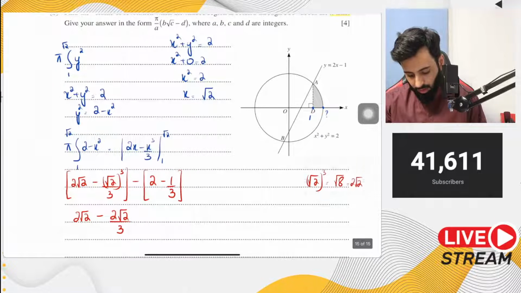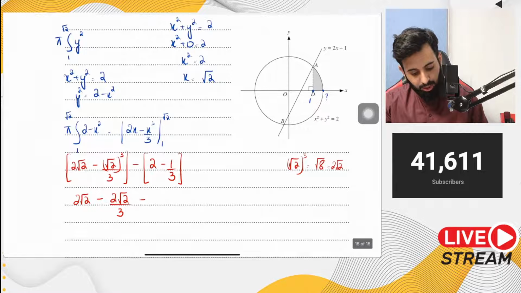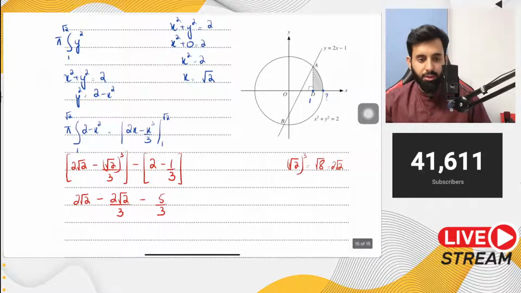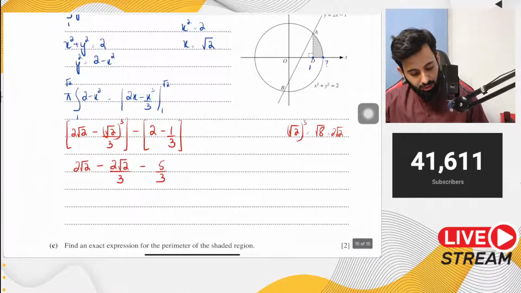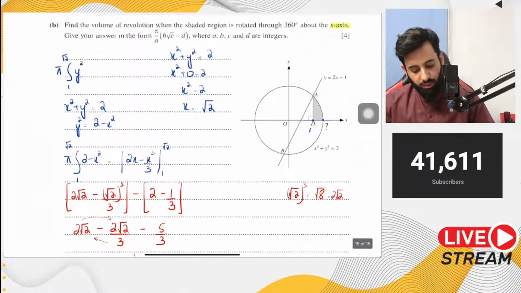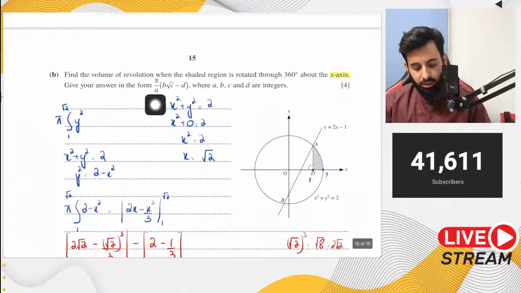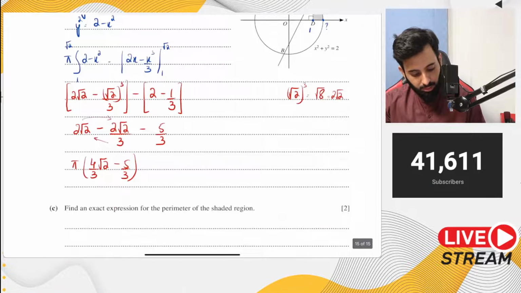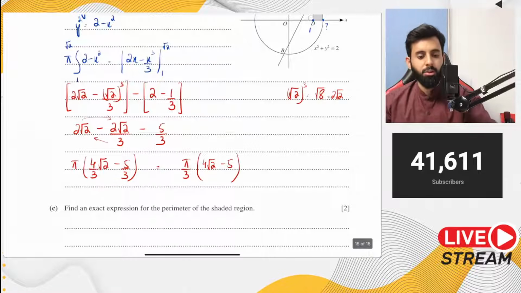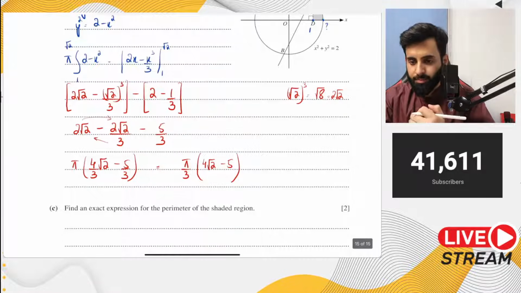And minus 2 minus 1 upon 3. If you simplify this, 2 into 3 is 6, 6 minus 1 is 5, so 5 upon 3. Now this requires a bit of simplification. 3 into 2 is 6, 6 minus 2 is 4, so 4 upon 3 under root 2 minus 5 upon 3. And don't forget that all of this is being multiplied by pi. Now let's see how the question wants us to give our answer. The question wants us to take the common denominator outside the bracket. So what's the common denominator? It's 3. So if I take 3 outside, that's going to be pi upon 3, 4 under root 2 minus 5. And there you go. That is your final answer.